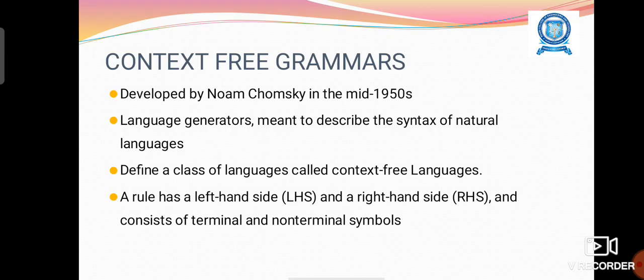Context-free grammars were developed by Noam Chomsky in the middle of the 1950s. These are the grammars which are used to generate languages and language statements. They were meant to describe the syntax of natural languages. They define a class of languages called context-free languages. These grammars have a set of rules. A rule has a left-hand side and a right-hand side, and it consists of terminal and non-terminal symbols.